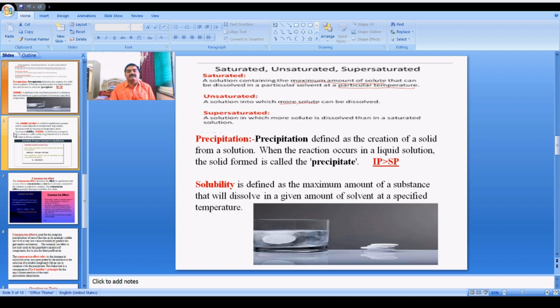Then the next term is solubility. What is solubility? That is the maximum amount of the substance that can be dissolved in a given amount of the solvent at a specified temperature. Here again, it is the quantity of the solute that can be dissolved in the solvent at a given temperature, or at room temperature here.